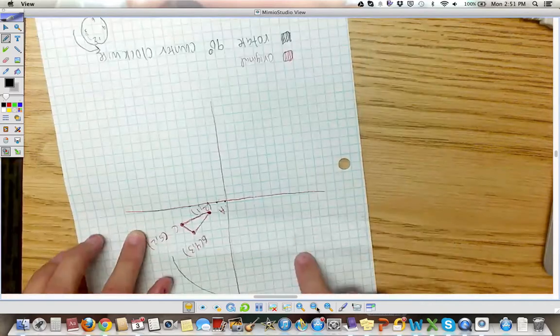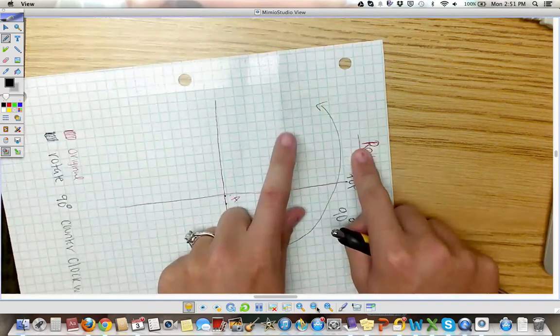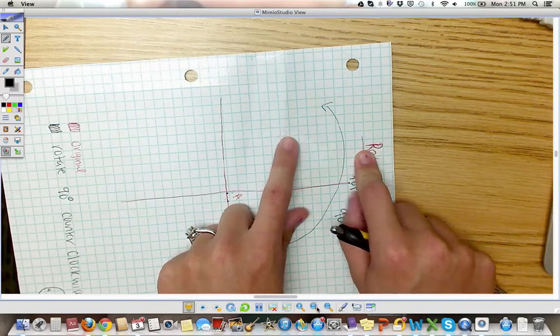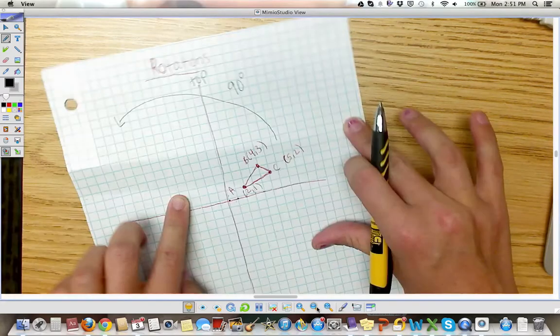Now it's quadrant 4. This is the one I want, right? I put my arrow to it. Oh, that makes this where I want it. This is quadrant 1, so this is where I'm going to start. So I'm going back to the beginning.